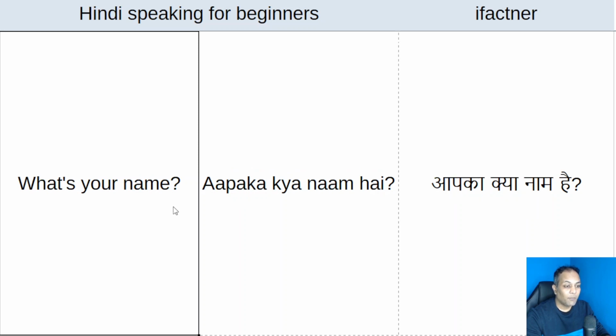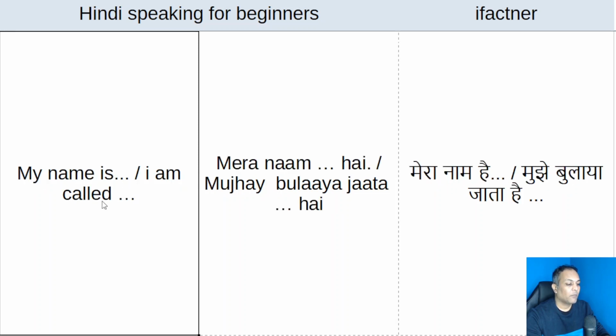What's your name? आपका क्या नाम है? आपका is yours, क्या is what, नाम is name, है is is. My name is dash. मेरा नाम dash है. Or you can also say I'm called dash.